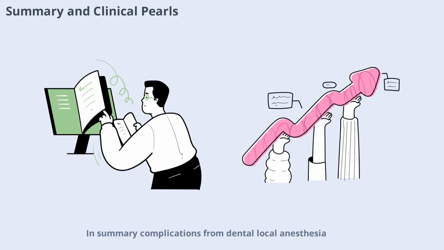In summary, complications from dental local anesthesia can be minimized with proper knowledge, technique, and patient communication. Always assess patient risk factors. Use the correct anesthetic agents and techniques, and be prepared to manage complications promptly. Educating patients and caregivers, following safety protocols, and maintaining vigilance during procedures are the keys to safe dental anesthesia practice. With these strategies, clinicians can provide effective pain control while minimizing risks.